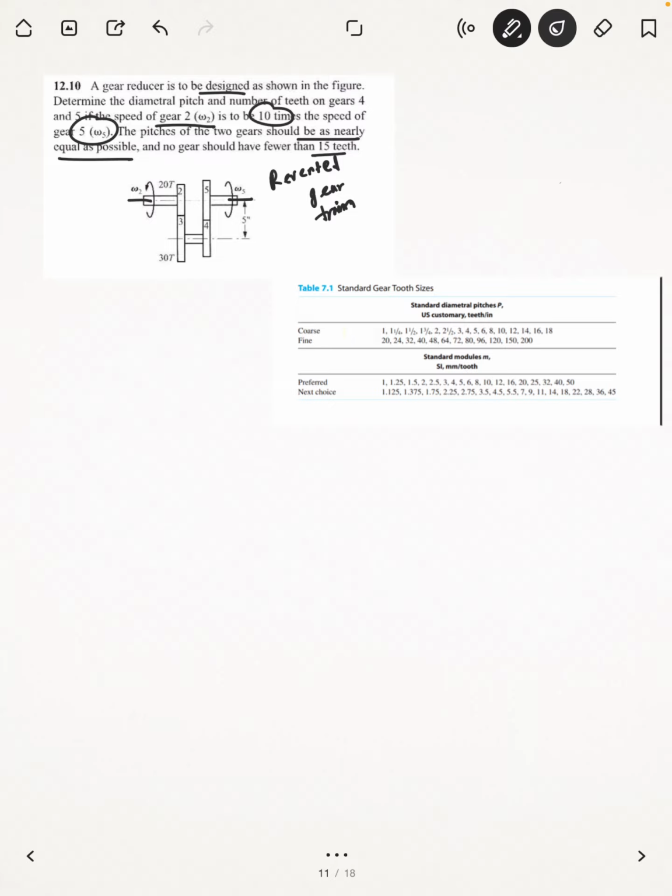So how to proceed with this kind of problem? First of all, we're given omega 2 is 10 times the speed of omega 5, so I can write omega 2 by omega 5 is 10. That is the velocity ratio, the input divided by output. If you want to represent this in terms of the teeth number, as we know the teeth numbers are inversely proportional to the angular velocity, you have to see how the gears are meshed. We have to go from 2 to 5, and it has two stages.